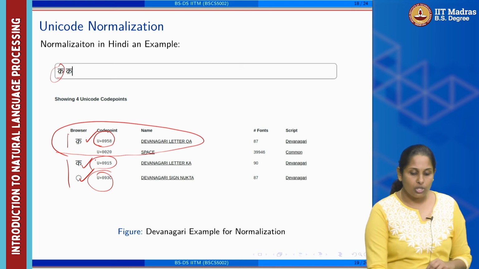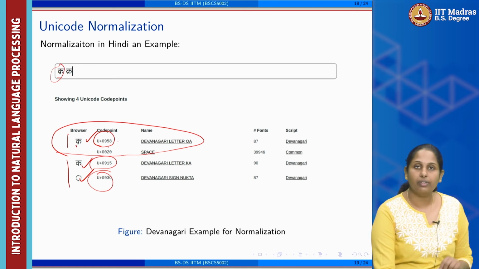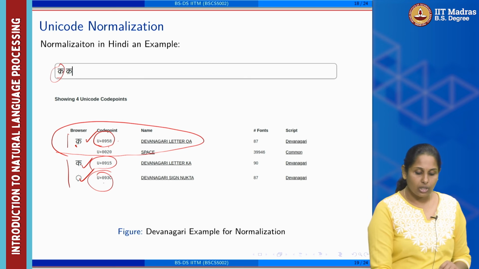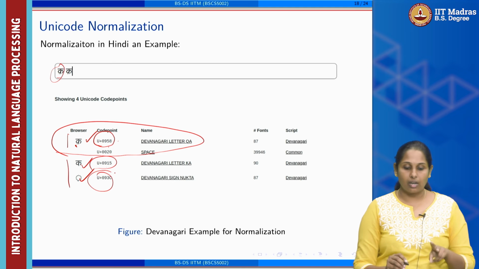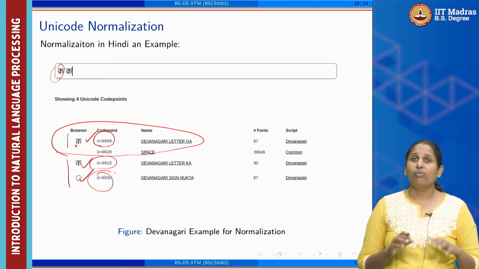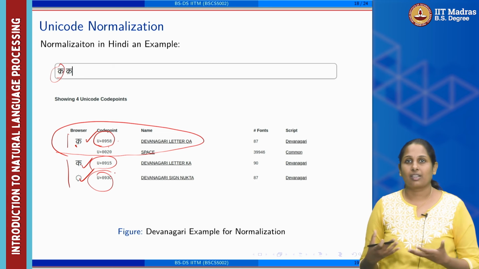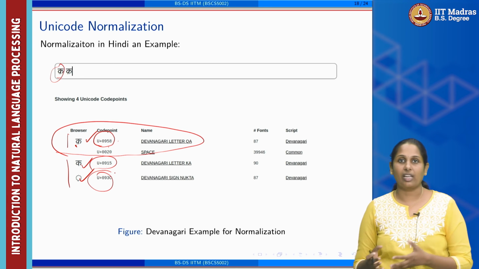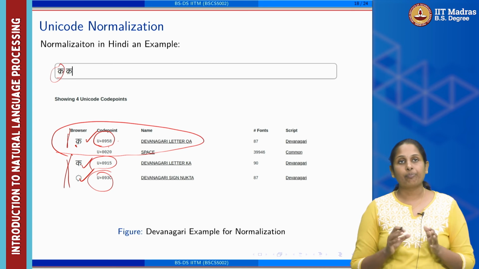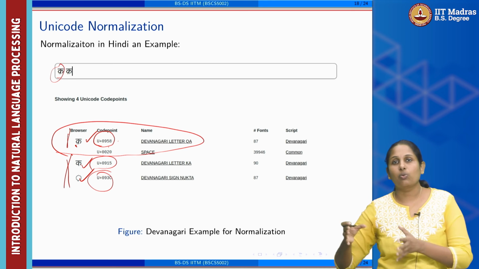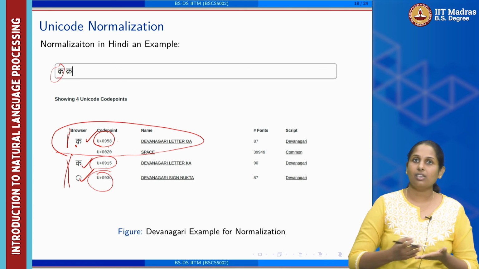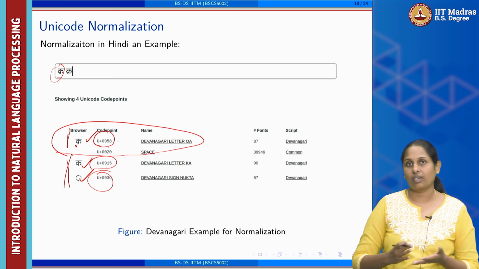So, 0958 let us say represents ka with nukta as one character, and 0915 plus 093C represents ka and nukta respectively. Now, when we are working with text, for example with weightage later, this will get a different weightage and that will get a different weightage. Normalizing these into one particular value might help us make sure that there is a uniform and consistent representation across the document.